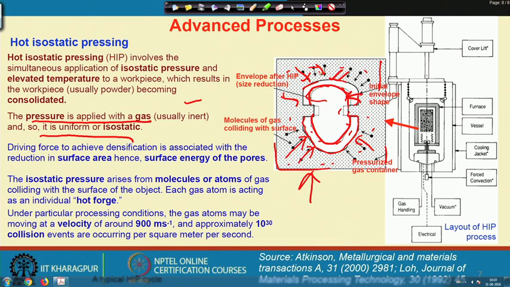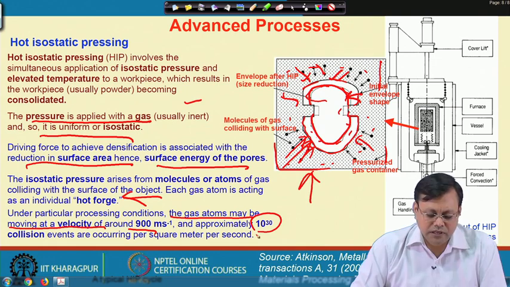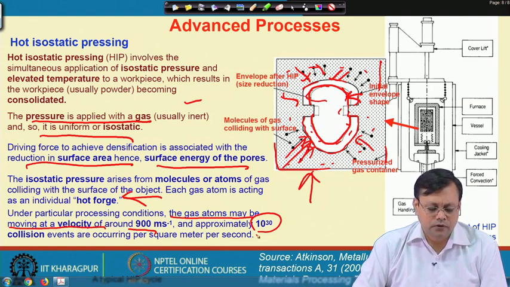Now, the driving force to achieve densification is associated with the reduction of the surface area and surface energy of the pore. The isostatic pressure arises from gas molecules or atoms colliding with the surface of the object. Each gas atom acts as an individual hot stage and they are hot forged between the particles. Under particular processing conditions, the gas atom may move at a velocity of around 900 meters per second. This is a very high speed; the gas molecules hit the surface with something like 10 to the power 30 collision events per second per square meter. This is a very high value of collision events.